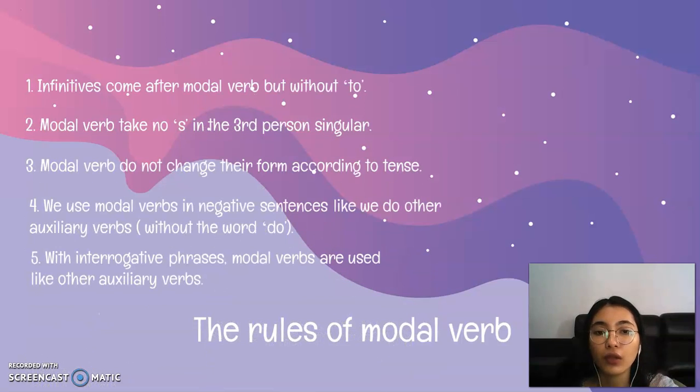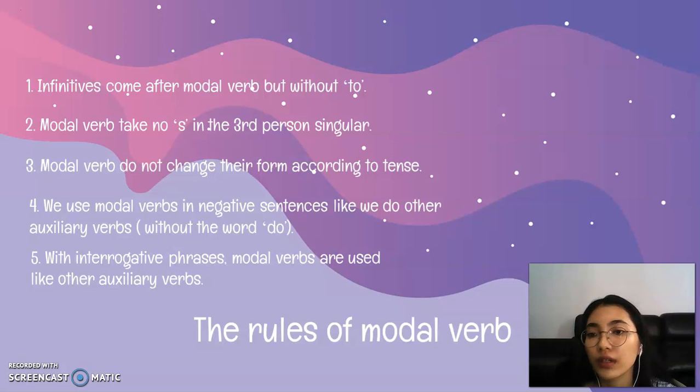Yes, we have 5 rules of modal verbs. The first one is that the infinitive comes after a modal verb without to. For example, I might eat noodles and I can play guitar. And the second one is that a modal verb takes no s in the third person singular. For example, she must leave, or it might happen. So we cannot put s in the sentence.